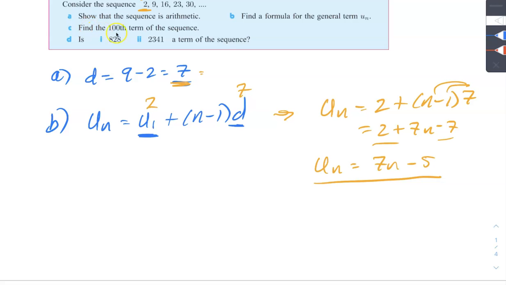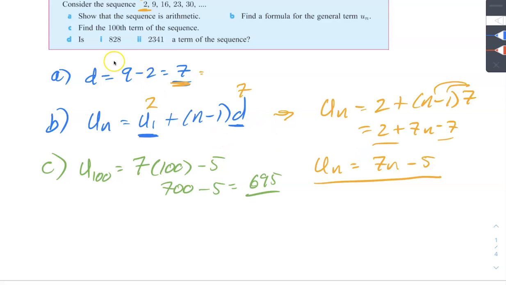Now part C, find the 100th term of the sequence. Easy enough, we have a general term, so if I want to find the 100th term, all I have to do is substitute in 100 for n. So that'll be 7 times 100 minus 5, so 700 minus 5 is 695.